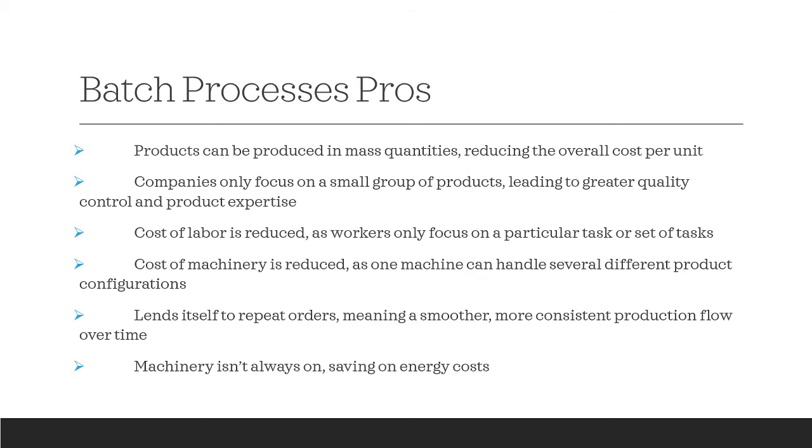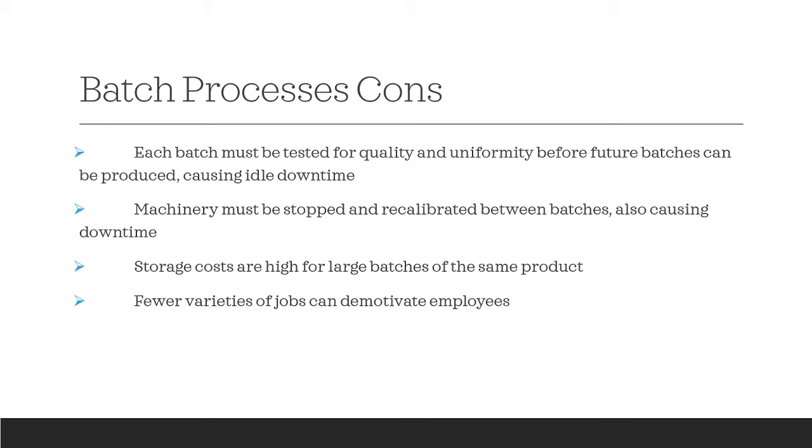So it saves energy. Bad things about batch is each batch must be tested for quality and uniformity before the future batches can be produced. So since everything is being produced in a batch, every single one of those individual units has to be tested, and so that takes time. Machinery must be stopped and recalibrated between batches.